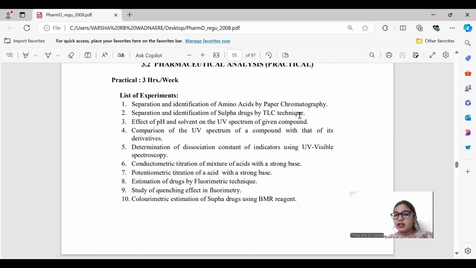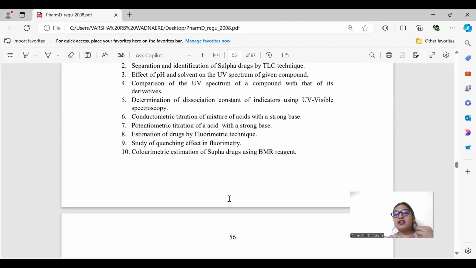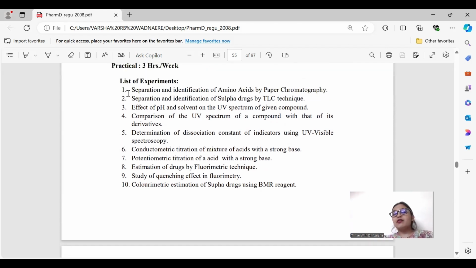That is, you can see TLC, then paper chromatography, using UV spectrum. I tell you one thing, by practicing just one time you will not understand at all. But again, you can't perform one experiment again and again saying, I didn't understand, ma'am, so I will perform it again and again.